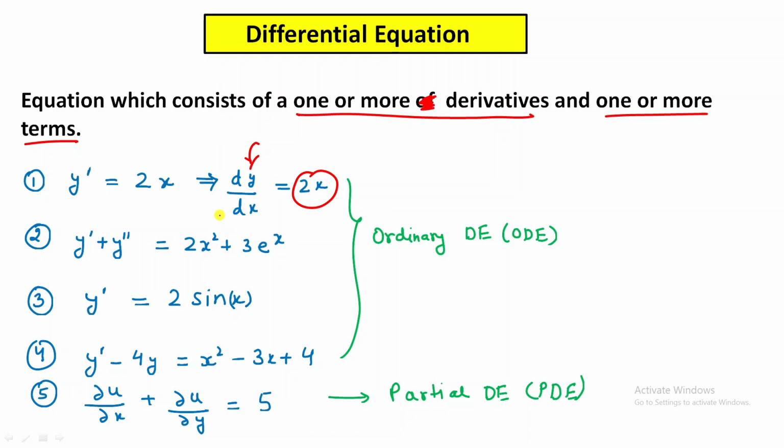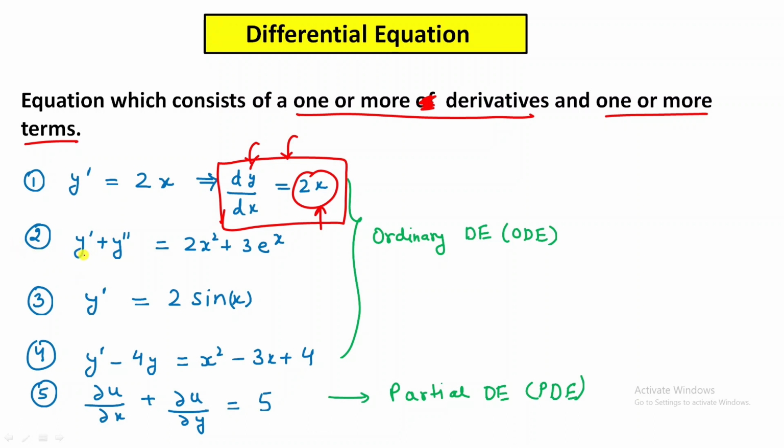Okay, so the equation which shows the relation between a derivative and some simple terms, that relation is called a differential equation. So the differential equation is basically a relation between derivatives and simple terms. Now here also we have a first order derivative, right?